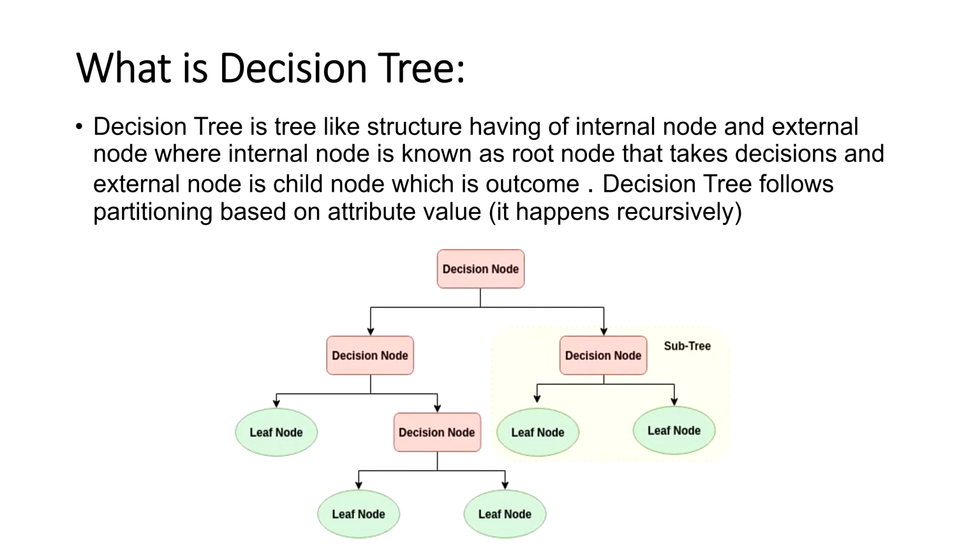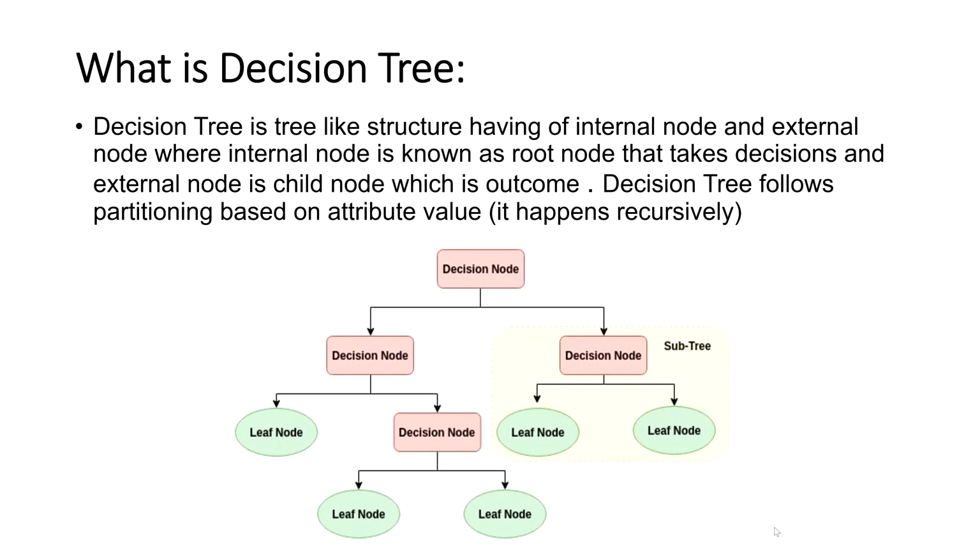So first of all, what actually is a decision tree? A decision tree is a tree-like structure having internal nodes and external nodes, where the internal node is known as the root node that takes decisions, and the external node is known as the child node, which is the outcome. A decision tree always follows a rule called the partitioning rule, based upon its attribute value, guys. So if you see the flowchart here, there is a decision node and a leaf node.